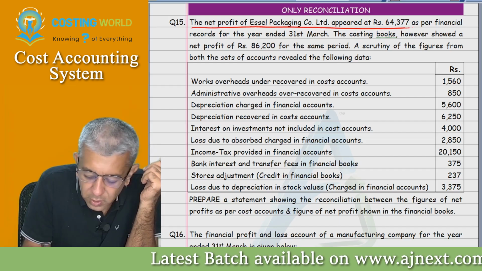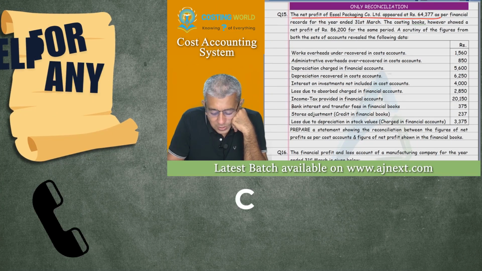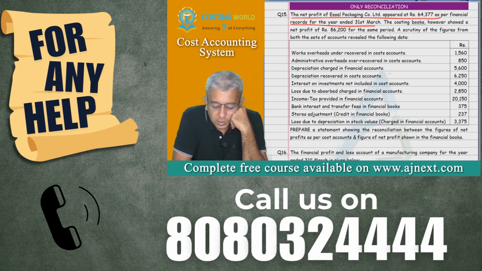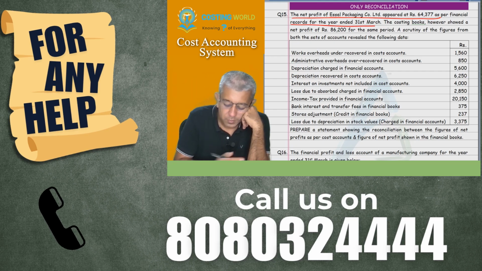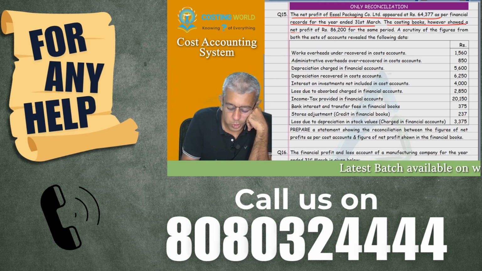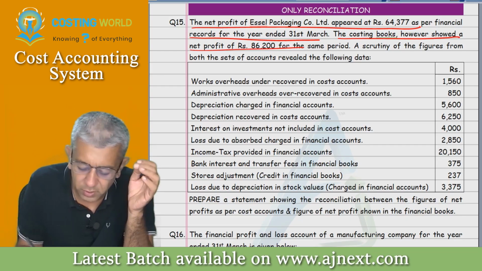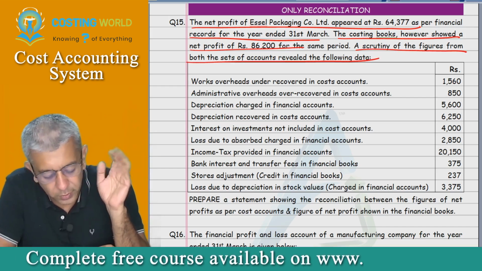The net profit of SL Packaging Company appeared at 64,377 as per financial records for the year ended 31st of March. The costing books, however, showed a net profit of 86,200 for the same period. So both the books are given to you. A scrutiny of the figures from both the sets of accounts reveals the following.